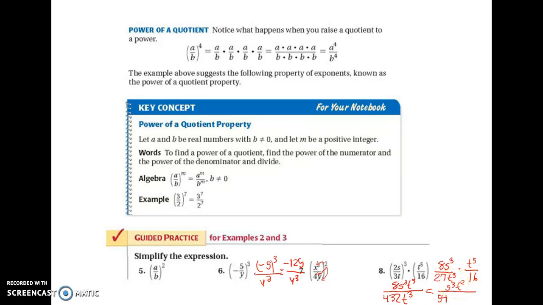As you do more of these, you'll learn that you can simplify your numbers ahead of time to make your multiplication a little less.